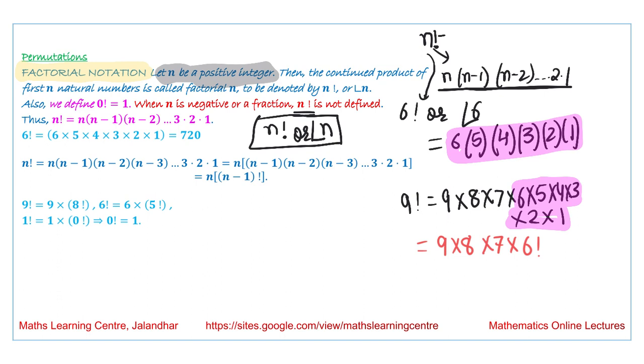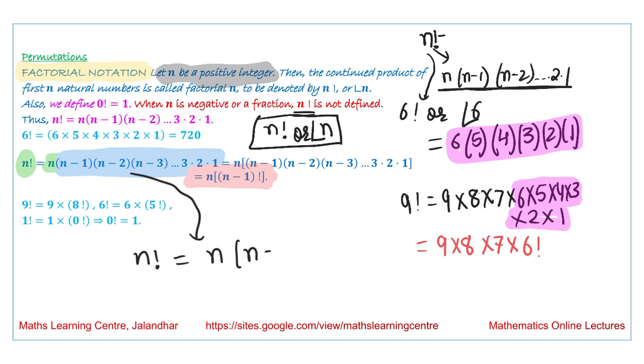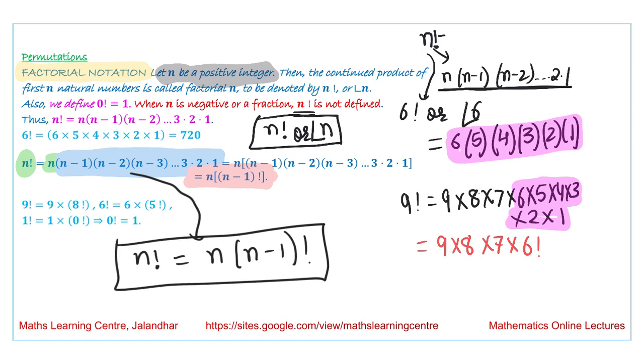The general formula, for any integer n: n factorial is equal to n into n minus 1 into n minus 2 into n minus 3, so on up to 3 into 2 into 1. The terms n minus 1 into n minus 2 into n minus 3, so on up to 3 into 2 into 1, make n minus 1 factorial. So the first formula corresponding to factorial is n factorial is n into n minus 1 factorial.